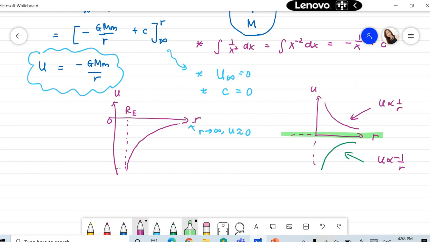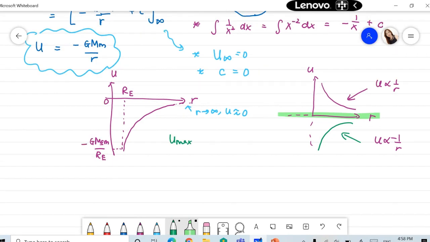When r is equal to the radius of Earth, this value is equal to negative G M m divided by r e. You will get the U maximum value when r is equal to infinity. That means U maximum is basically equal to 0. So anything below 0 will be negative. And the U minimum value is equal to negative G M m over r e.